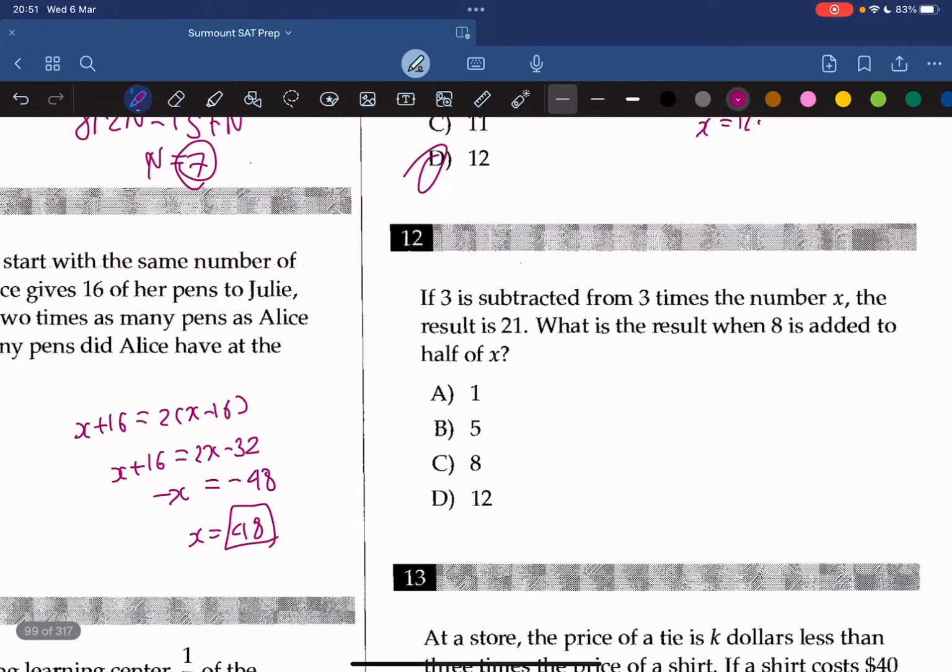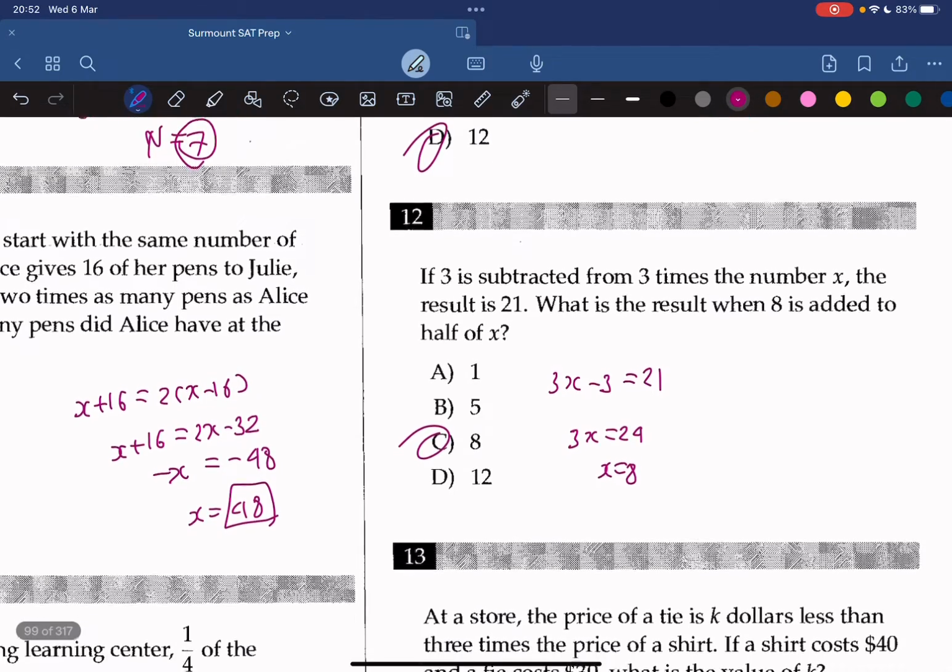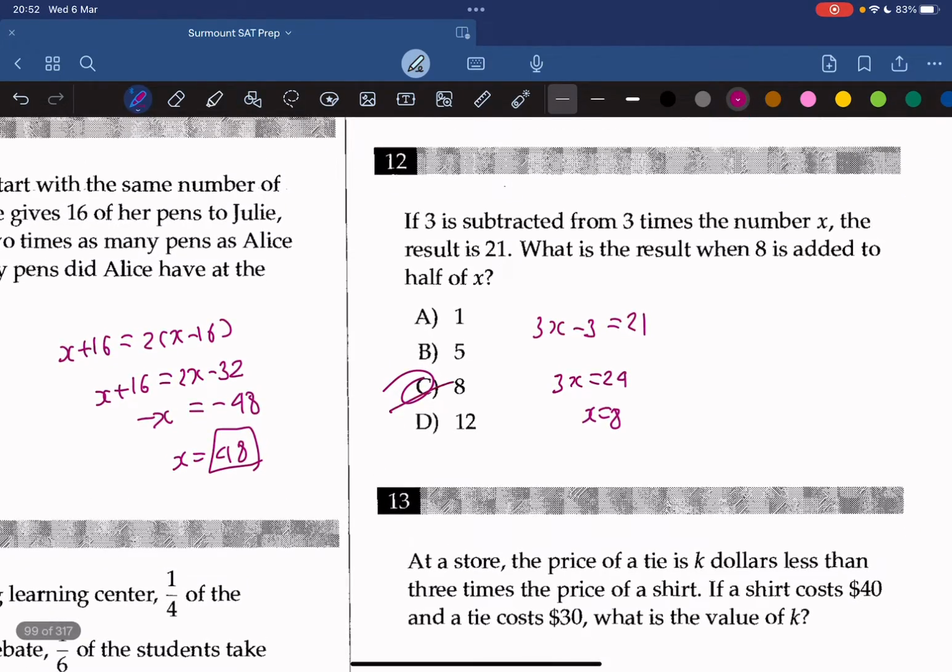If 3 is subtracted from 3 times the number x, the result is 21. What is the result when 8 is added to the half of x? So what we need to do is make the equation to figure out x. So we know that 3x minus 3 is equal to 21. Thus 3x is equal to 24. So x must be equal to 8. And then what is the result when 8 is added to the half of x? So the half of x is 4. So that's 12. My bad.